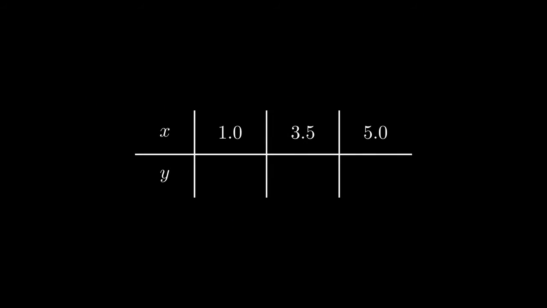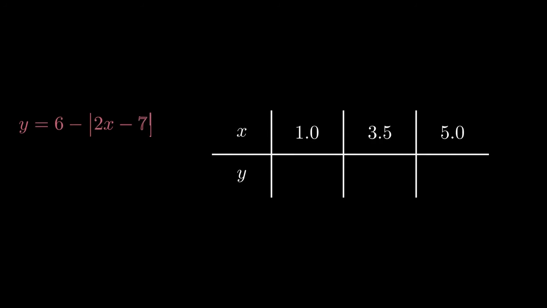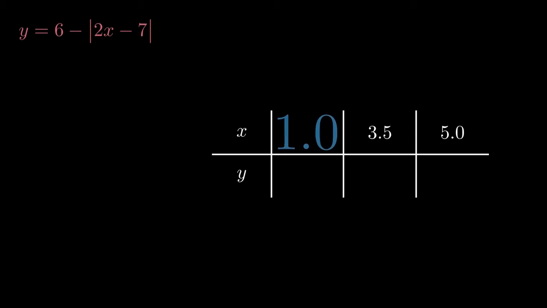Okay, so we go and make a table. We're going to choose 3.5. That's the turning point or the maximum point. And then we want a point to the left of that and a point to the right of that. So I'm choosing 1 and 5. Okay, so just as before, put these into the function.